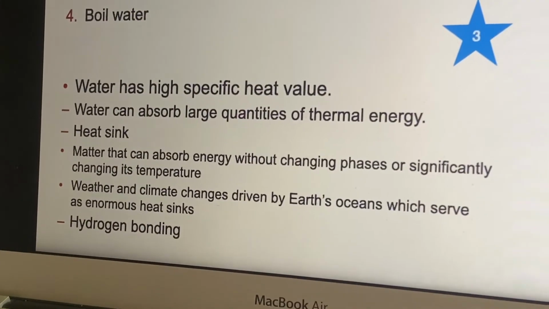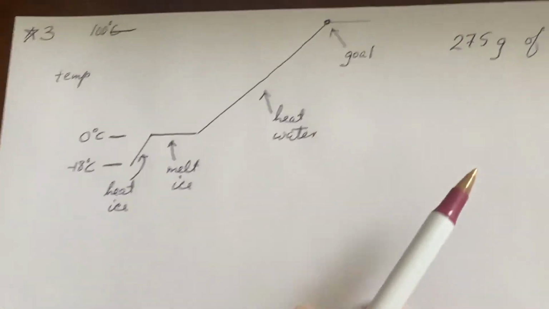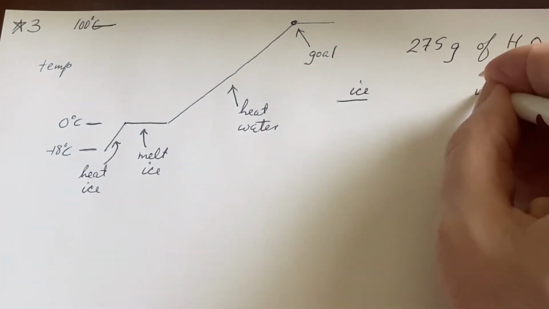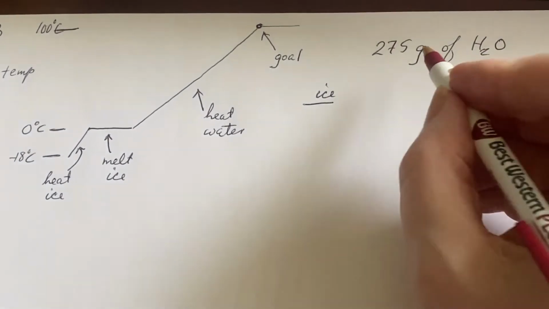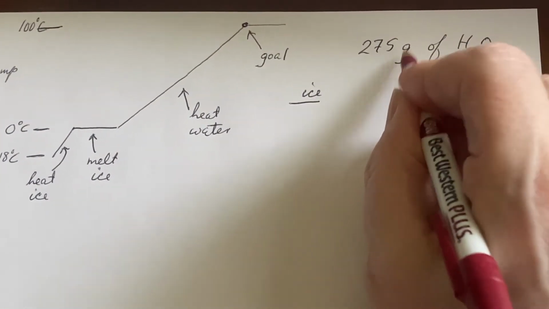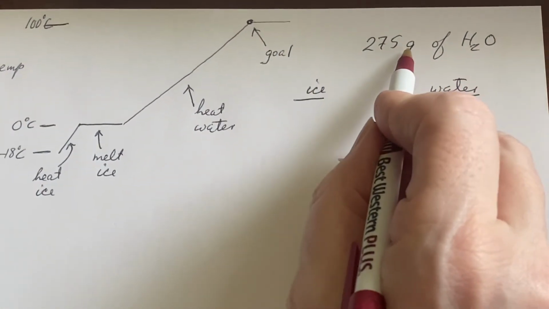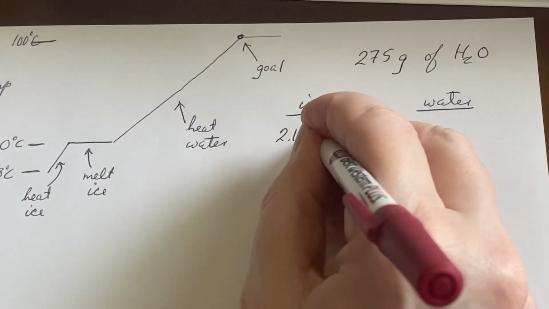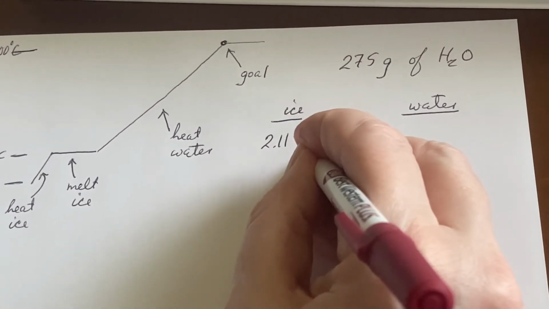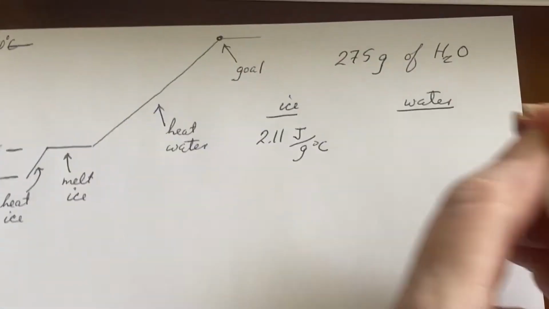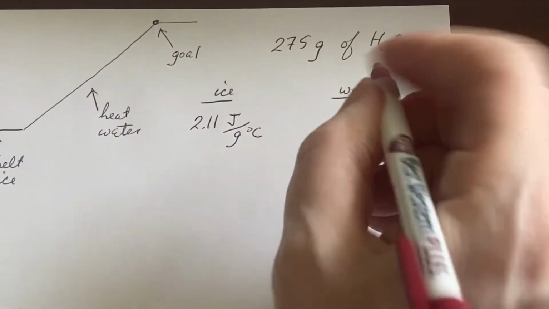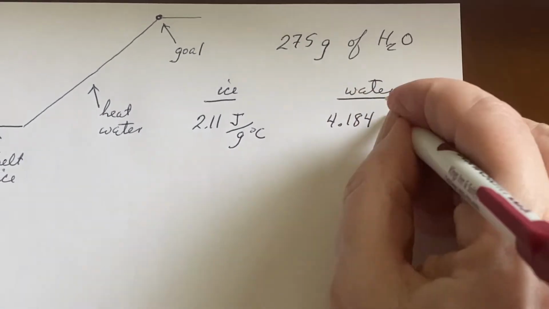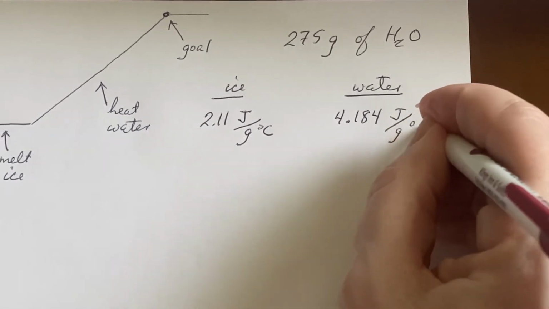So let's do this now. I have to go look up some stuff in order to do the problem. If I look up ice, I'm going to get different numbers than if I look up water. So ice, since they gave me grams, I will go look up the one that has to do with grams. I find out it's 2.11 joules of energy per gram degree Celsius. If I look up water, and this one honestly you might want to just memorize, 4.184 joules per gram degree Celsius.